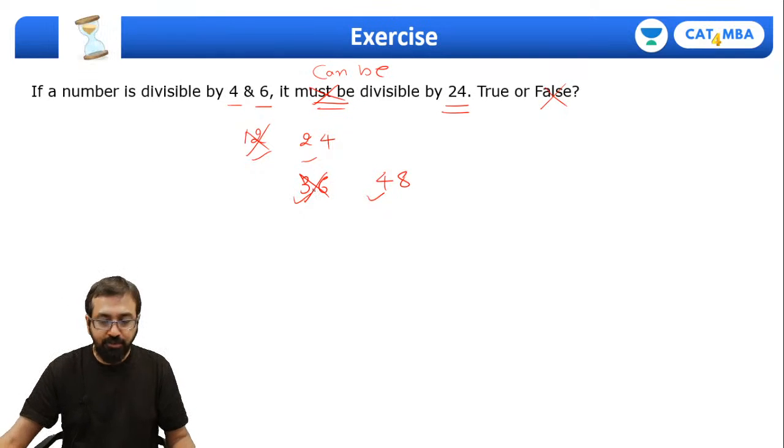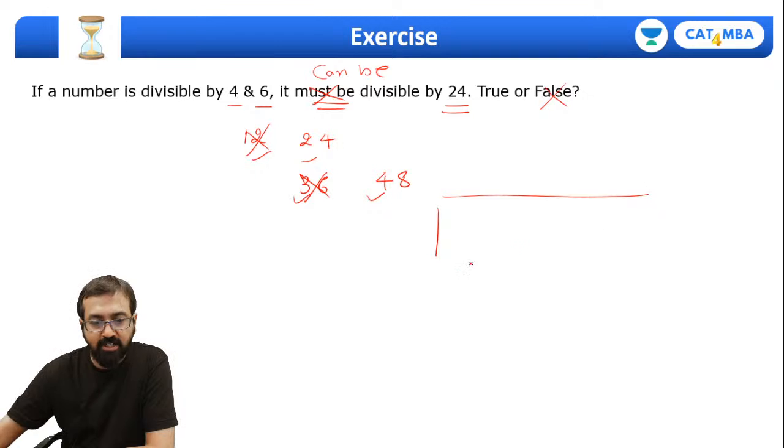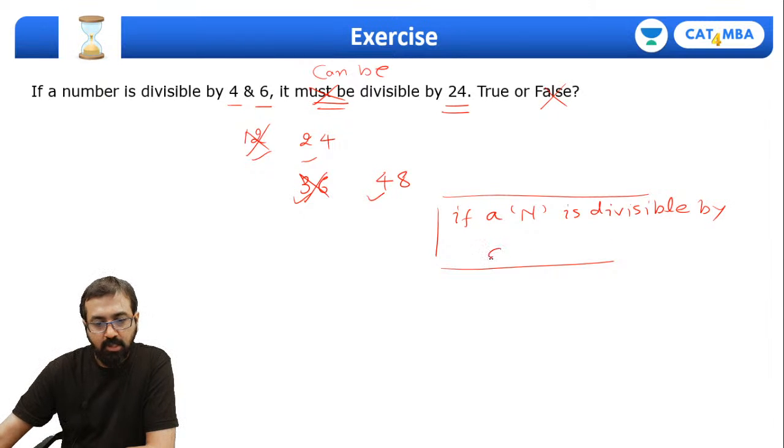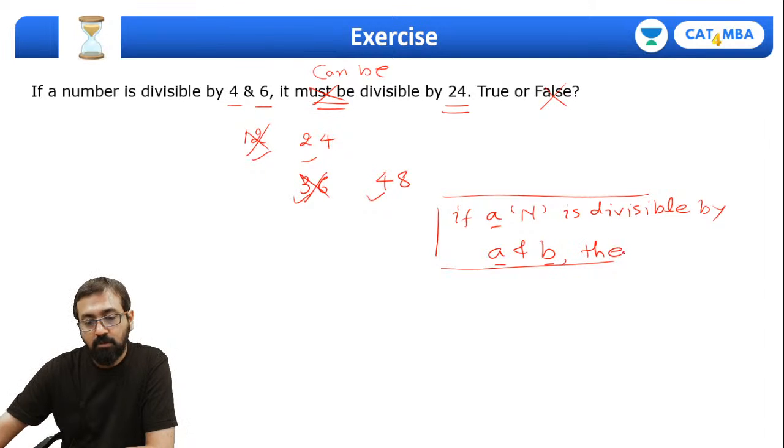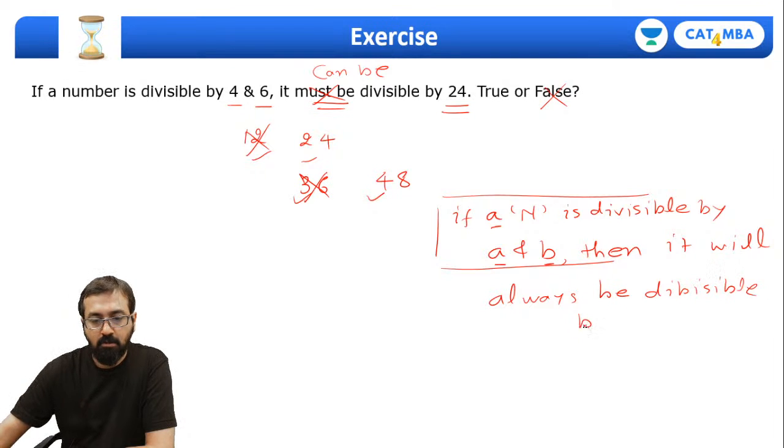right? Okay. Now here there is a rule which you need to remember. The rule goes something like this. If you want, you can write down this thing. If a number n is divisible by a and b, okay, this a is different, it's an article, while here I am talking about two different numbers a and b, then it will always be divisible by LCM of a and b.